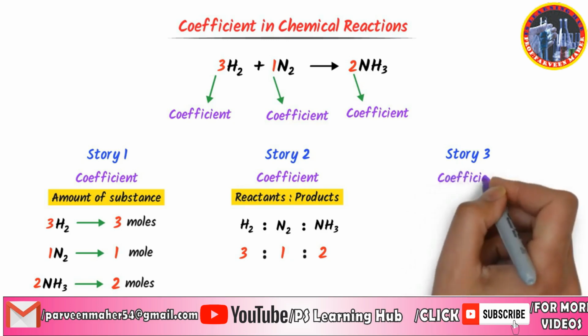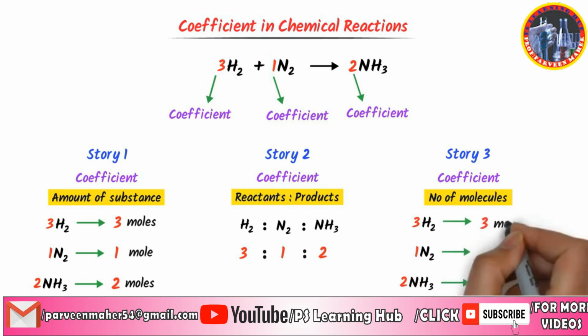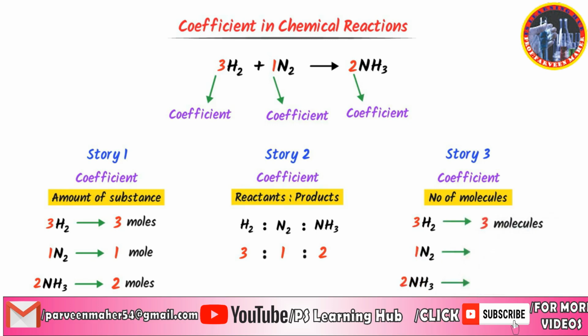Thirdly, coefficients represent the number of molecules. Let me write 3 hydrogen gas, 1 nitrogen gas, 2 NH3. Now this 3, the coefficient of hydrogen gas, represents 3 molecules of hydrogen gas. This 1, the coefficient of nitrogen gas, represents 1 molecule of nitrogen gas. And this 2, the coefficient of NH3, represents 2 molecules of NH3.